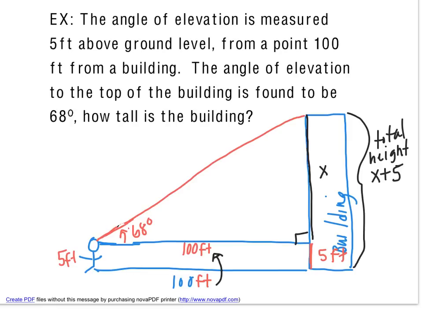Alrighty, so let's see what we have here. You've got the building, you've got your person looking up at the top of the building. Draw your horizontal line of sight. You know that's 100 feet from the building. He's 5 feet above the ground. So you have this right triangle here. Oh, right triangle, we get to use some SOH CAH TOA here.